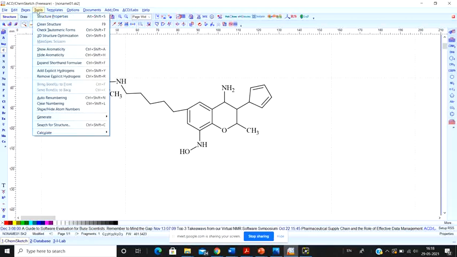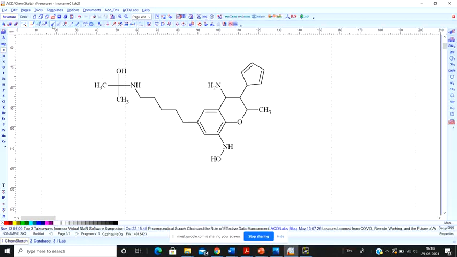Under Tools there is an option called Clean Structure. Simply click this particular molecule, and if you click it, see the molecule has been rearranged in such a manner that it maintains all the proper angles. Now see the structure that I have drawn, and the structure it is showing, it is completely different, right? In this case, there is no steric hindrance in this molecule, and all the groups are far away from each other.